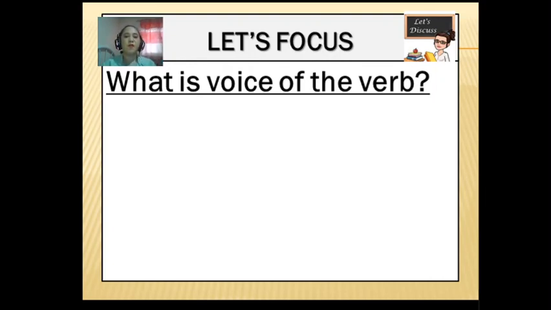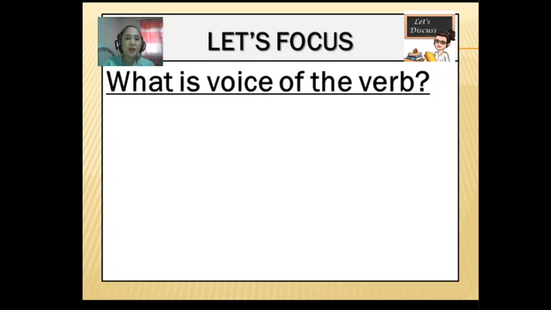So, voice is the form a verb takes to indicate whether its subject acts or is acted upon. When the subject of the verb does something, that is, acts, the verb is in the active voice. But when the subject of the verb receives that action, or we call it the object, that is acted upon, the verb is in its passive voice.